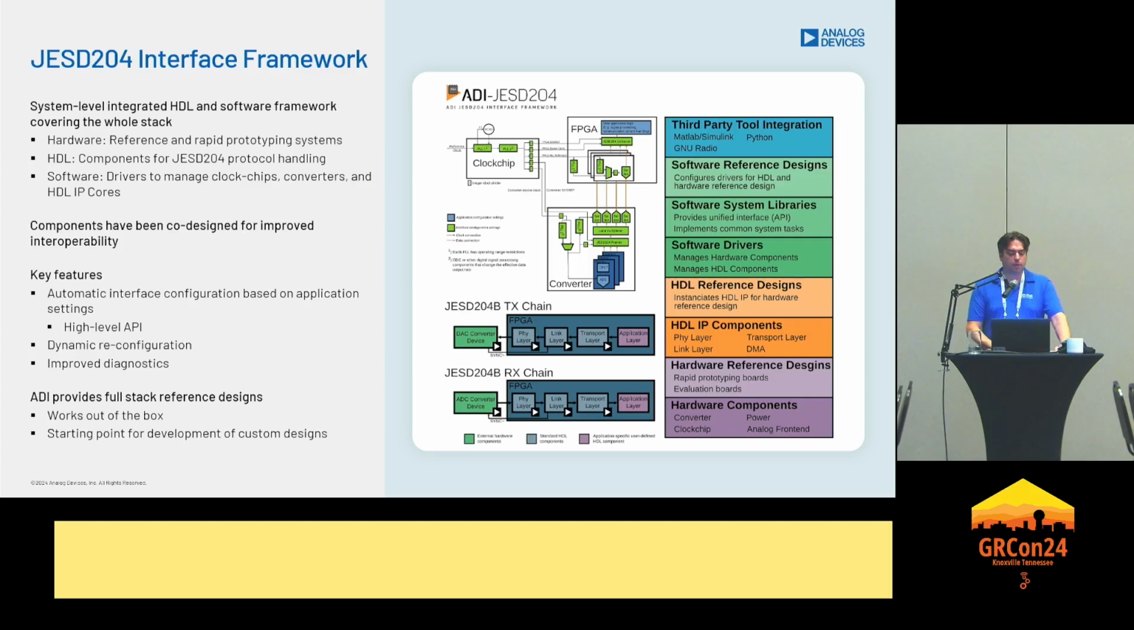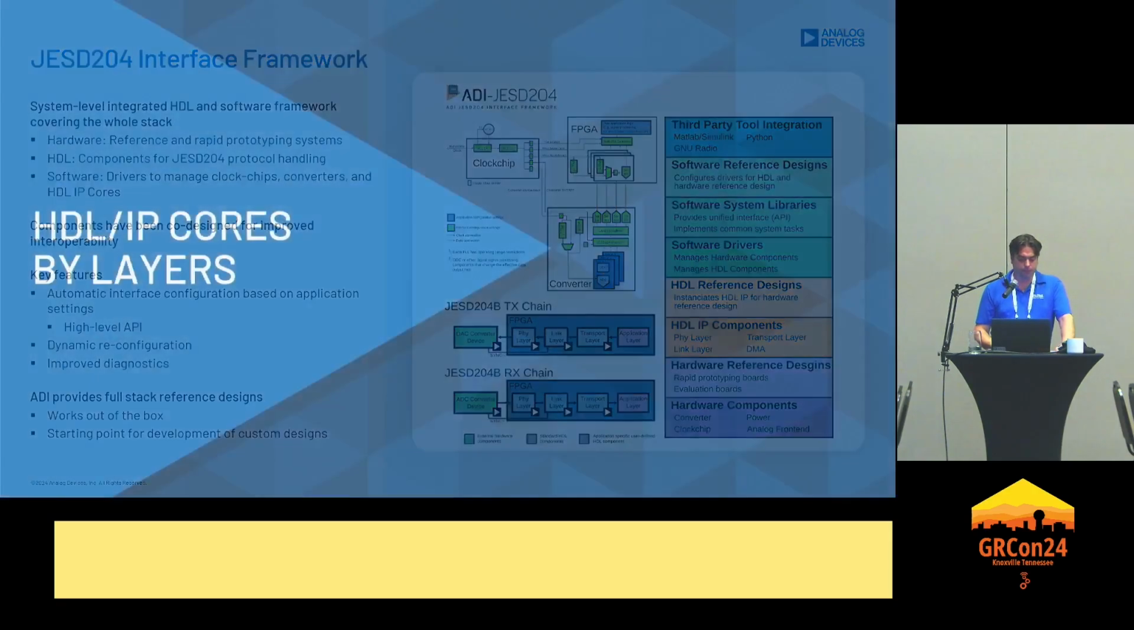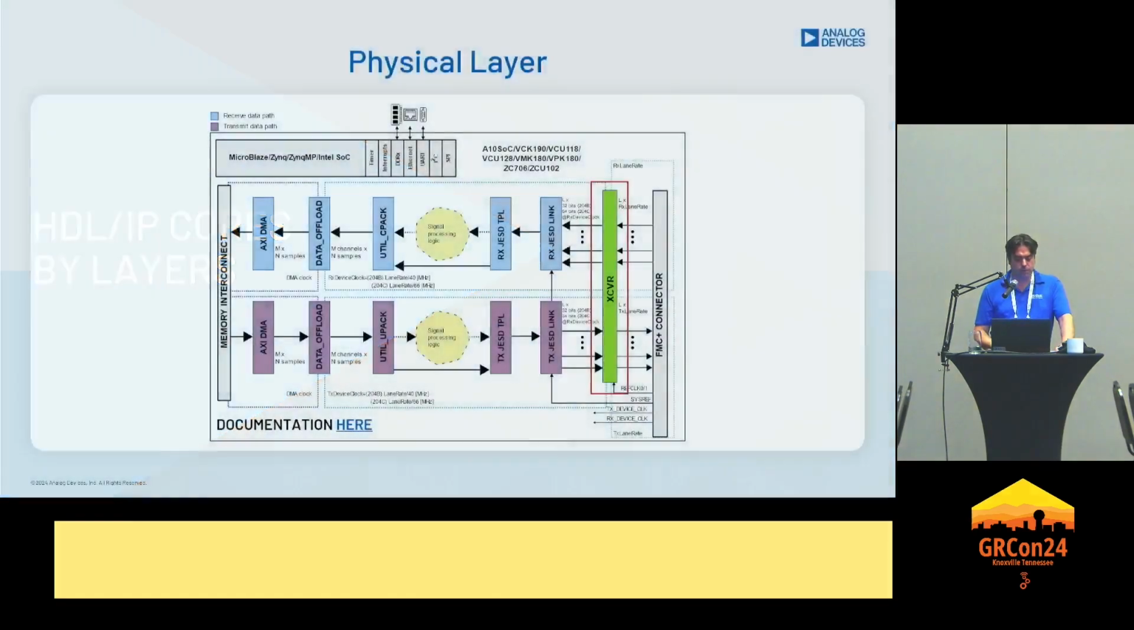A while ago, I talked about the JESD interface framework. It's basically a system-level integrated HDL software framework that covers the entire link setup, configuration, procedure, manages the different components in the system, and makes those interfaces really easy to use. But I want to focus on some of the IP layers. I'm going to do that from physical to transport to application layer, bottom up.